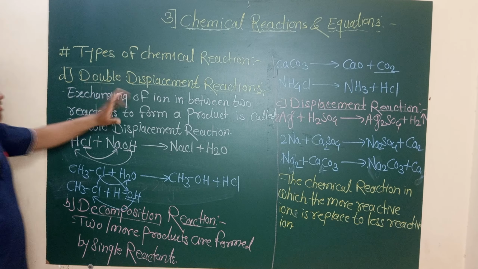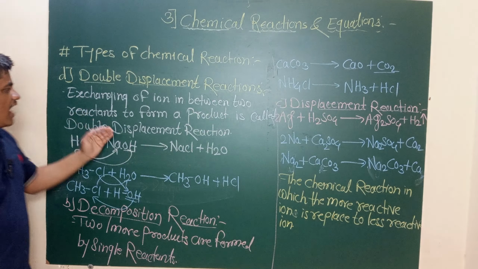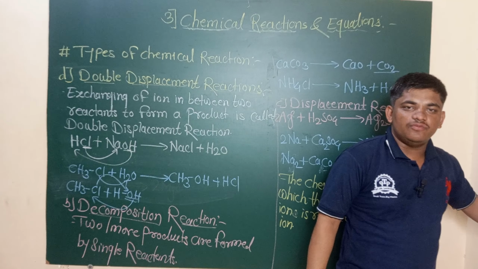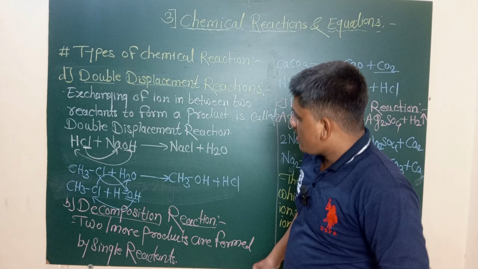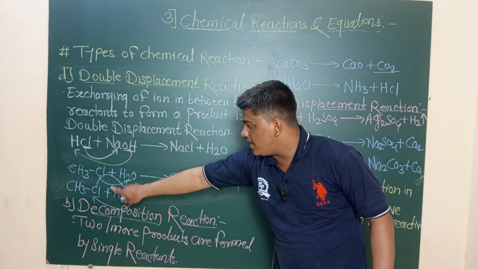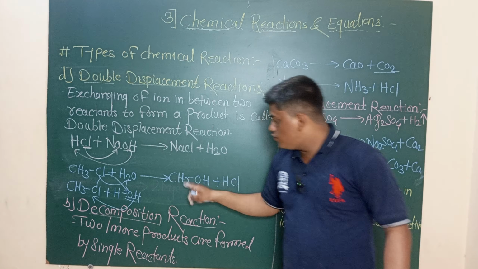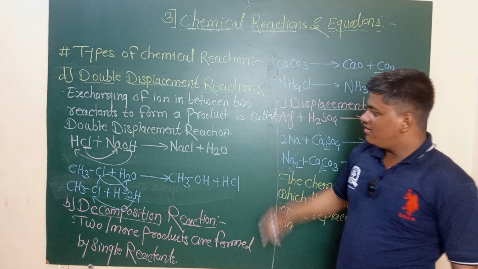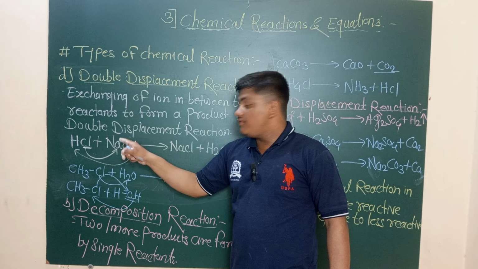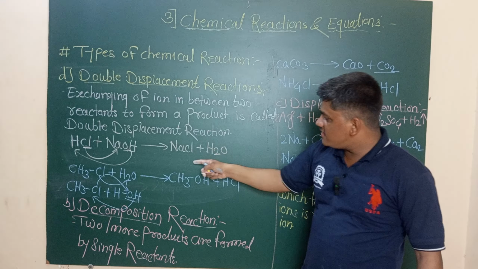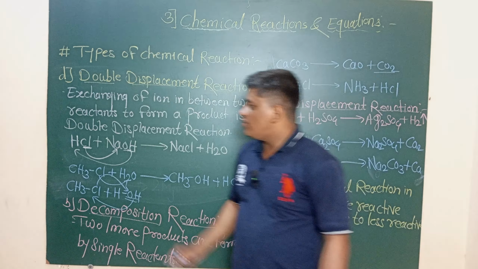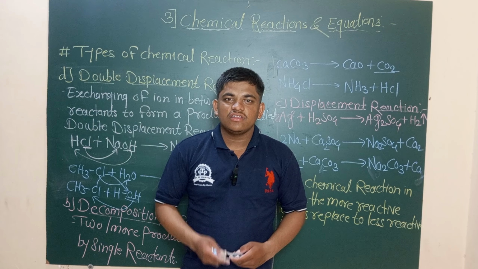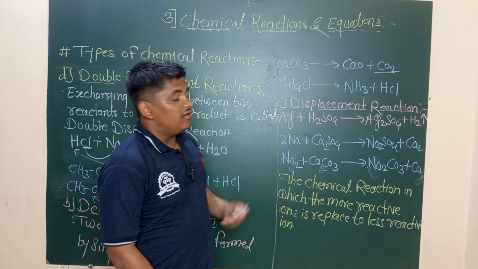The exchanging of ions between two reactants to form the products is called a double displacement reaction. And these are examples: when ethyl chloride reacts with water to give ethyl hydroxide or ethyl alcohol and HCl, or when HCl reacts with NaOH to form NaCl and water. These are two examples of double displacement reaction. In the next lecture, we will discuss the endothermic reactions.